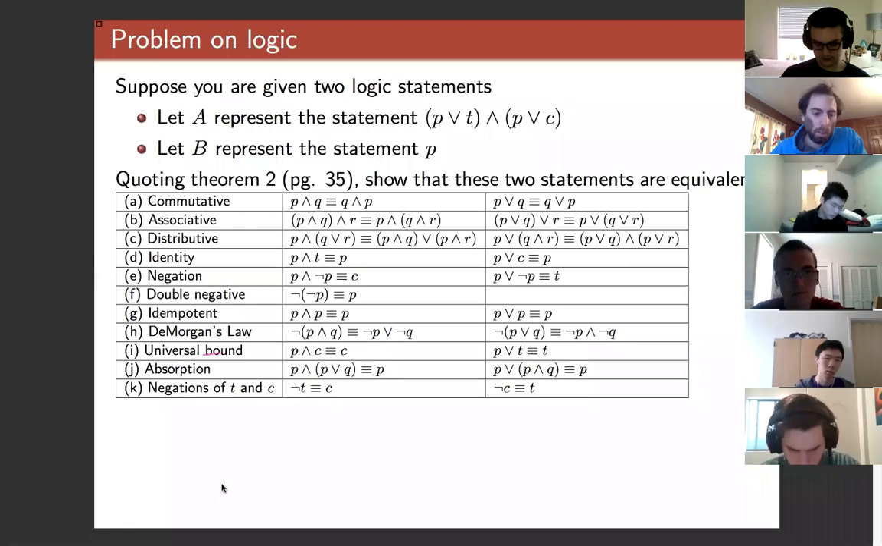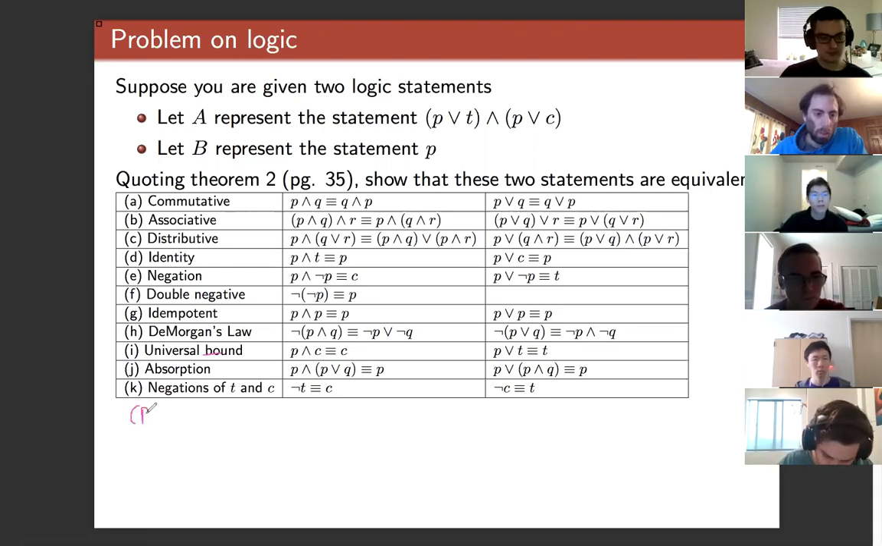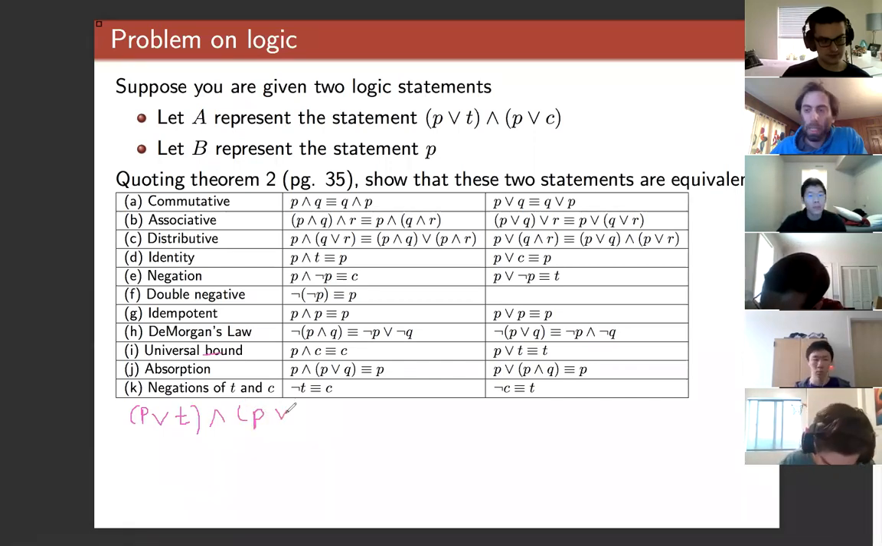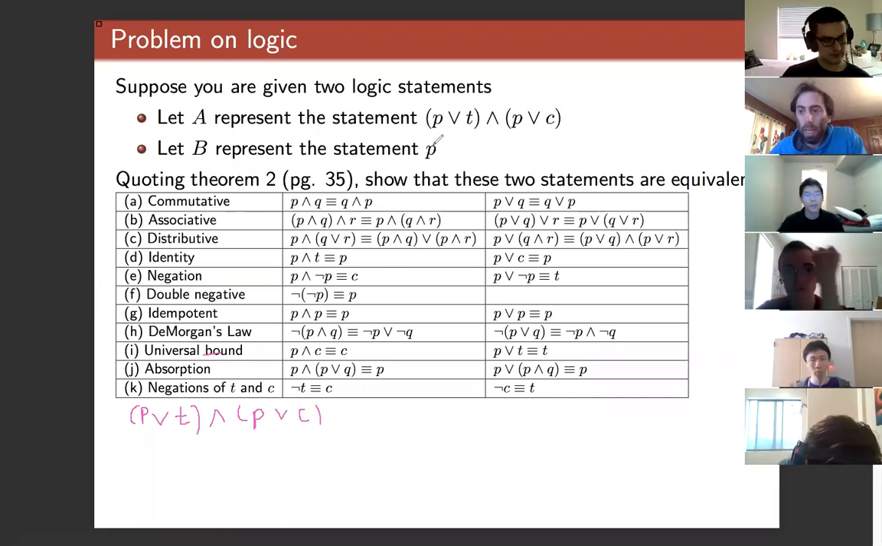All right, let's do this. So here goes. We have statement A, which is this statement, P or the tautology. Remember, the tautology is always true. And P or the contradiction. The contradiction is false. It is a false statement. All right. So we want to show that this is logically equivalent to P.